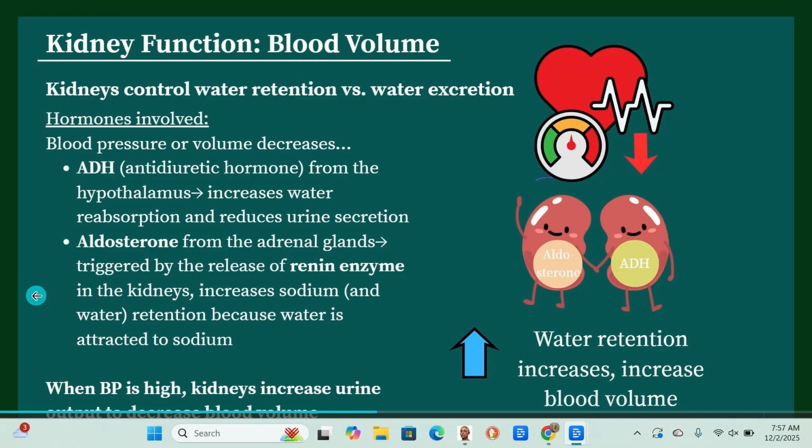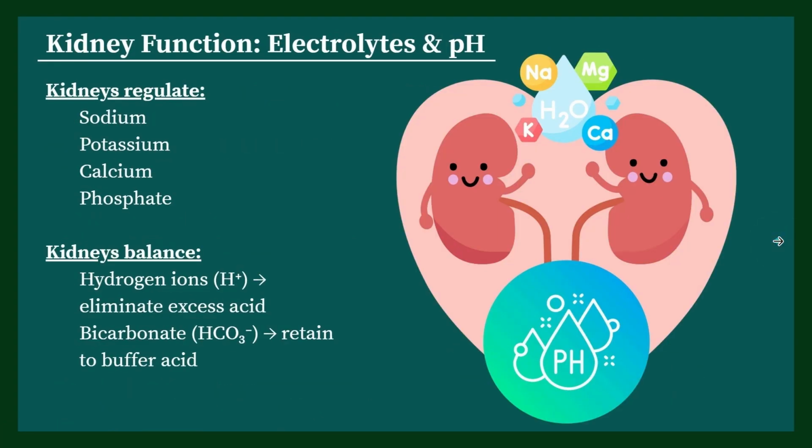Now, if blood pressure becomes high, because of hypertension, things like that, the kidneys will increase urine output to decrease that blood volume so that the pressure will go down and we're not risking hurting ourselves.